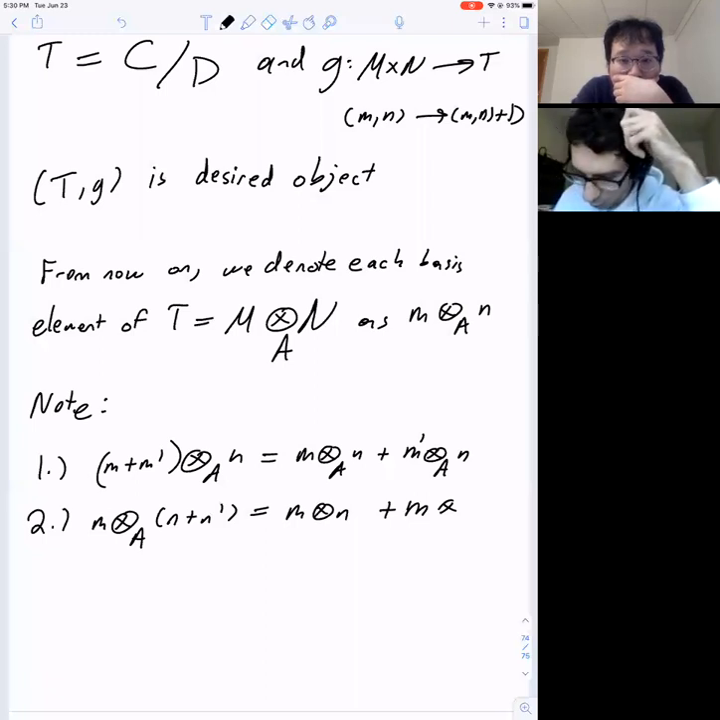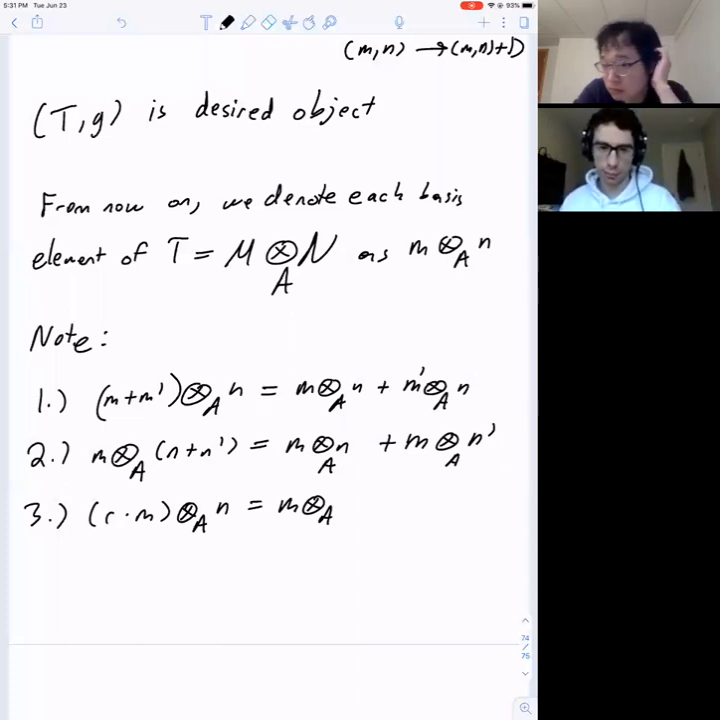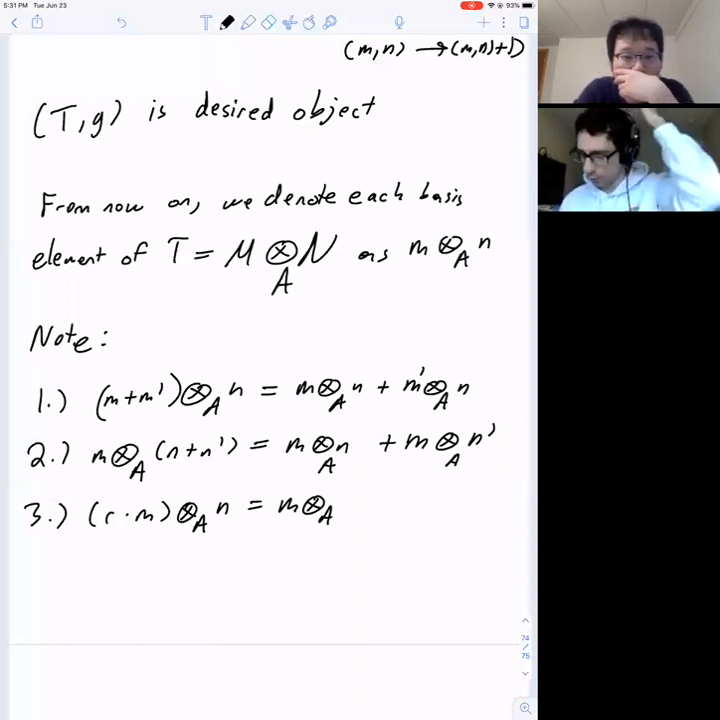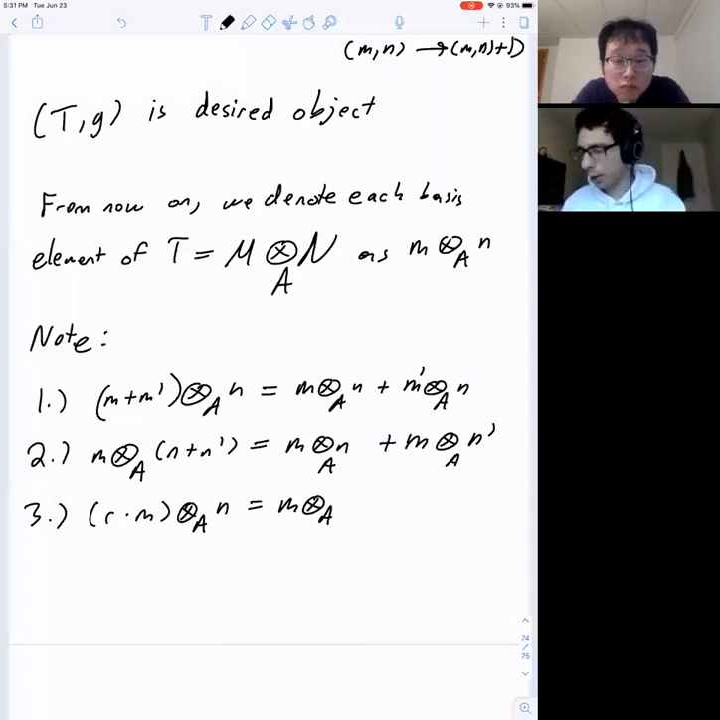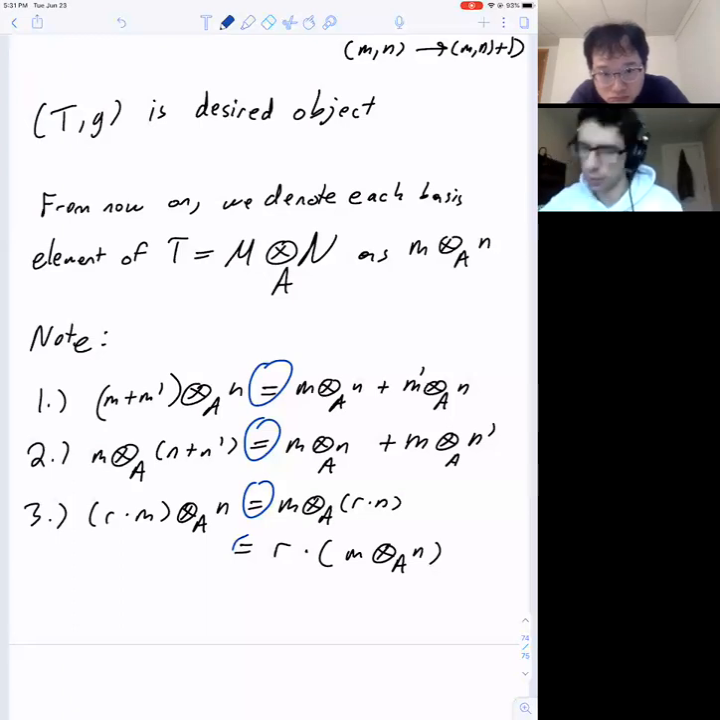And then the third statement is that if you have R times M tensor N, that's the same as M tensor R times N, and that's the same thing as R times M tensor N. Okay, so this is a nice way to reduce all of these operations into a very big, important module, the tensor product.